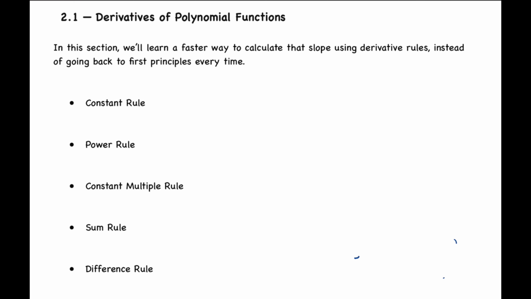We've got a few basic rules that make this easy. First, the constant rule. If a function is just a constant number, like 5 or -2, then its derivative is 0, because a constant doesn't change, so its rate of change is 0. Next is the power rule. If you have x to the power of n, you bring down the exponent and reduce the exponent by 1. For example, the derivative of x to the power of 4 is 4 times x to the power of 3. Simple, right?